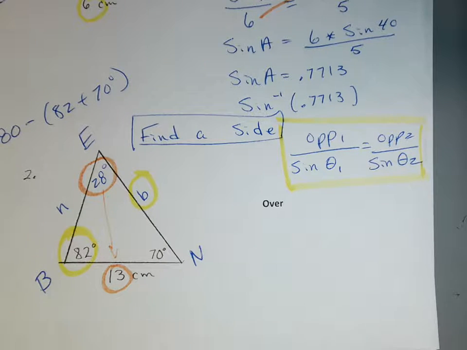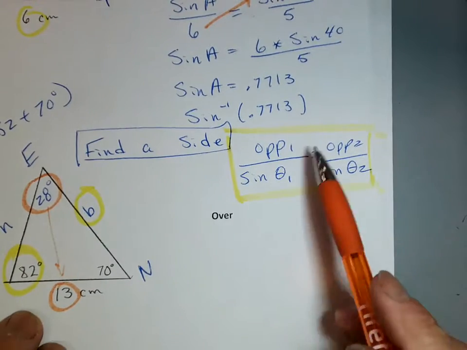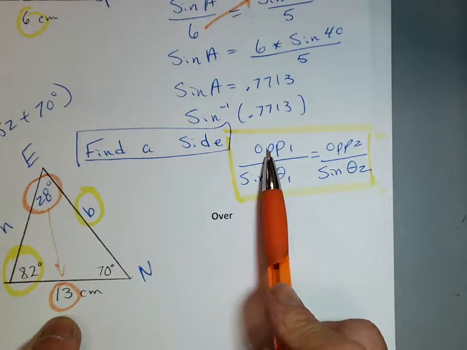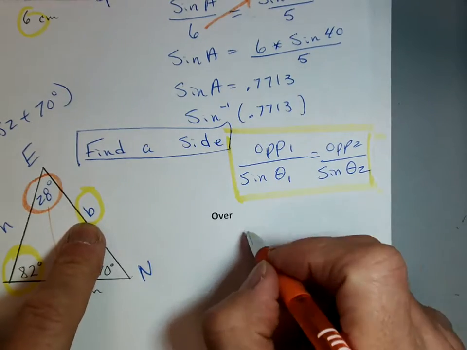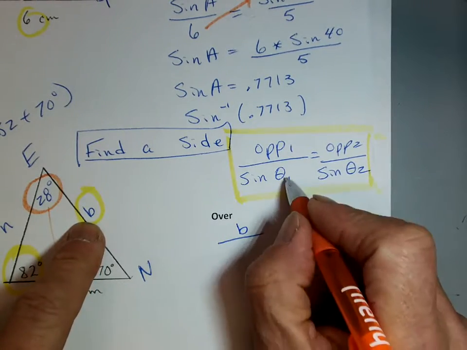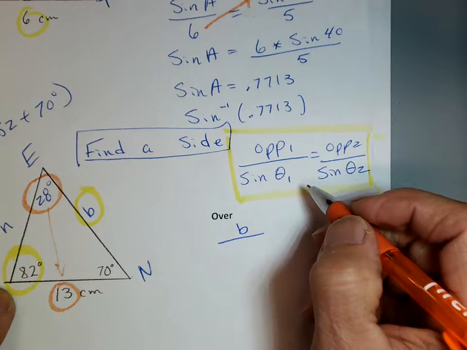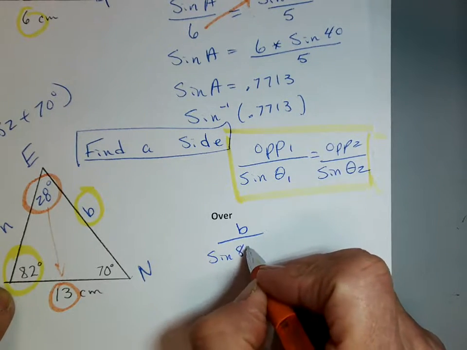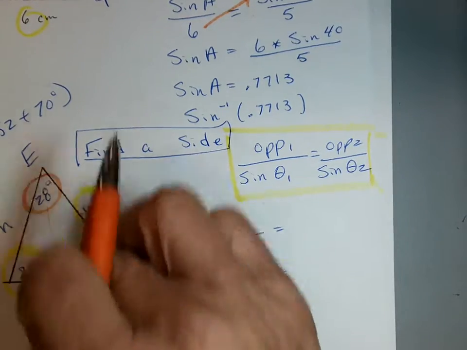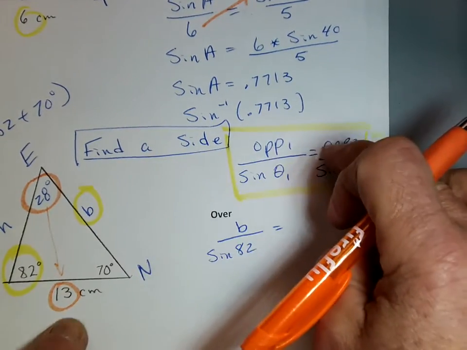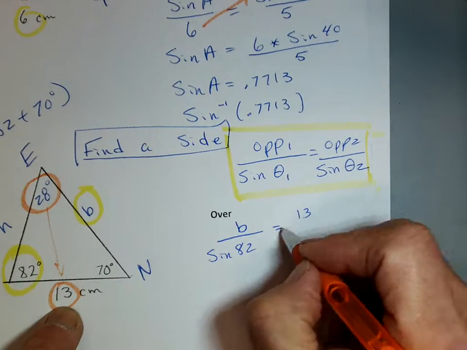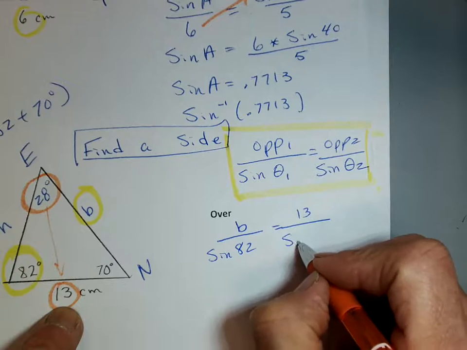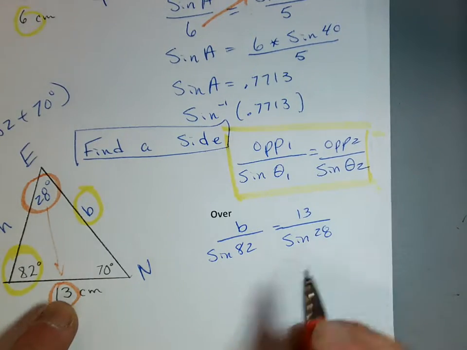So let's use our formula, okay? So opposite 1. Let's use little b. I like to write down the unknown first. Let's put little b on top. So little b over the sine of its opposite angle, so little b over the sine of 82 is equal to, well, let's use our opposites, opposite 2, which would be 13 over the sine of 28. Right? So it's set up.